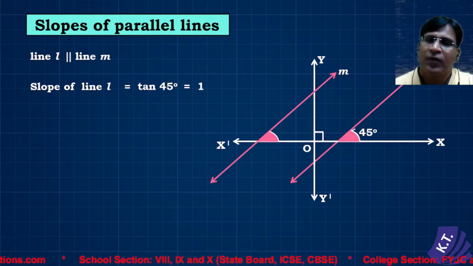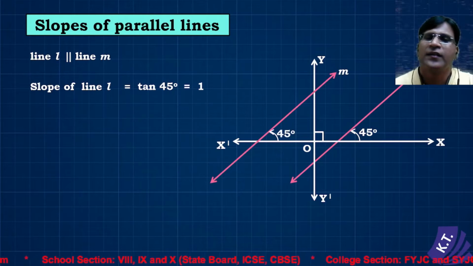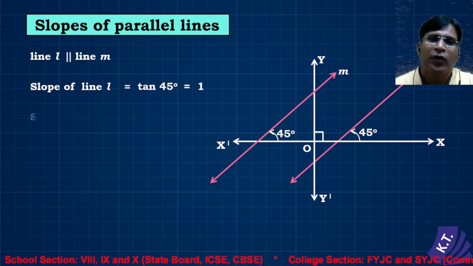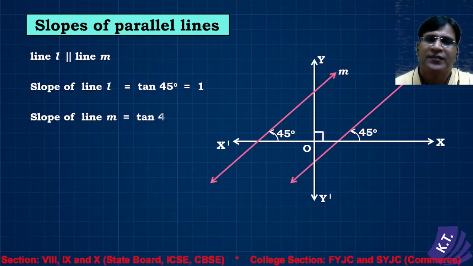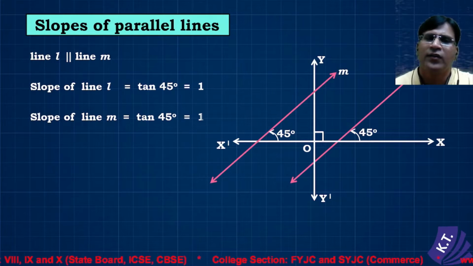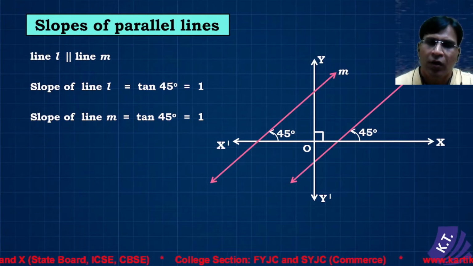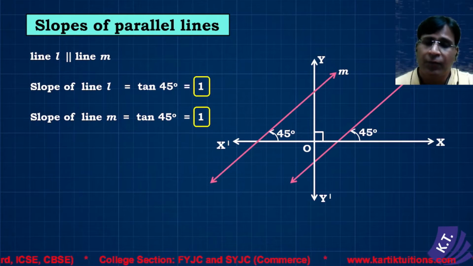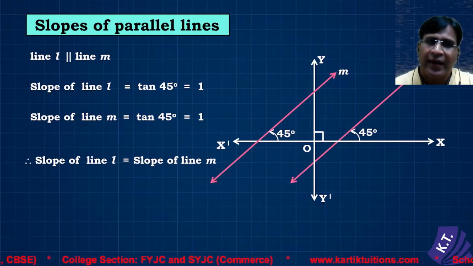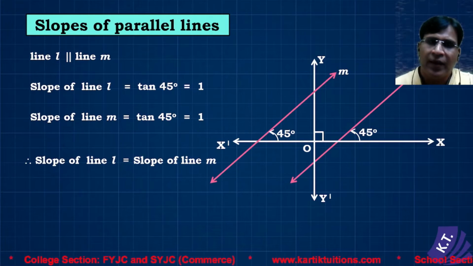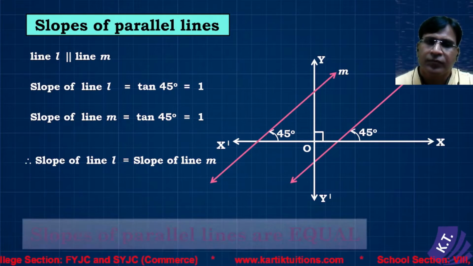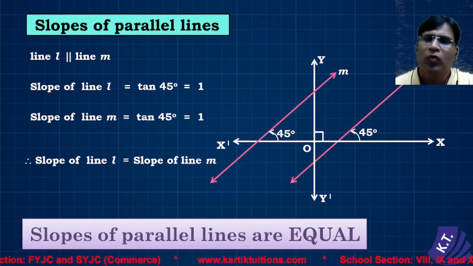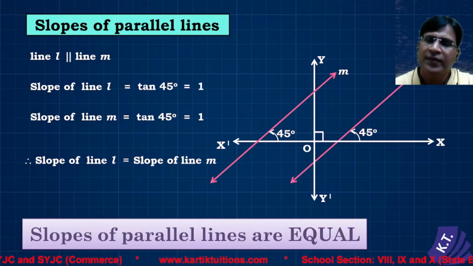Since line L is parallel to line M, by corresponding angles, the line M will make the same angle of inclination. So here also the inclination angle is 45 degrees. Now the slope of line M is tan 45. What is tan 45? It is 1. Now if you observe, the slopes of both the lines are equal. And what was given? The lines are parallel. So in other words, I can say when two lines are parallel, their slopes are equal. Always remember, when two lines are parallel, their slopes are always equal.